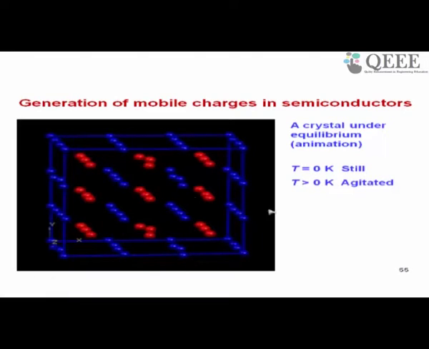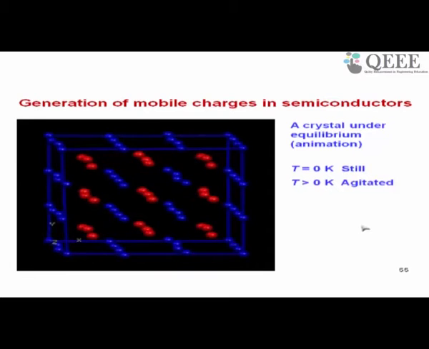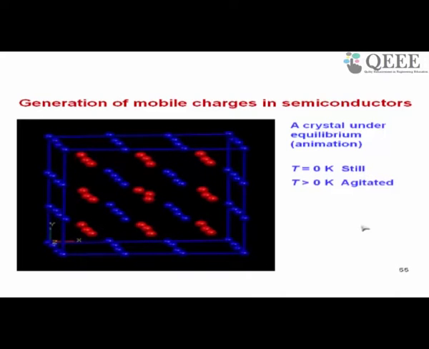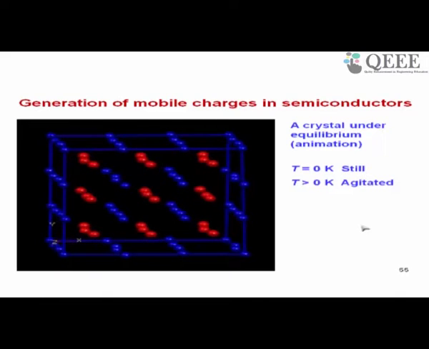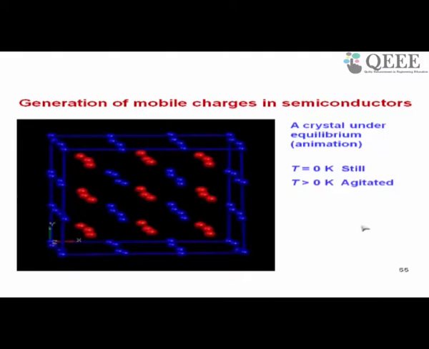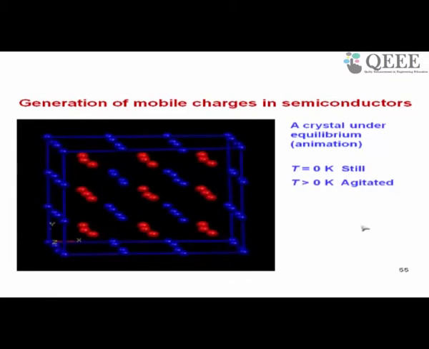Here is an animation. This is a three-dimensional picture. At T equal to 0K, it shows atoms in some crystal, right? At T equal to 0K, all the atoms are still. Now, at T greater than 0K, what happens? This is the picture, right? Each atom is vibrating about its position. You can see the atoms moving about their position. This is what happens if you raise the temperature. The extent of vibration will increase, right? The atoms will vibrate at much higher frequency and amplitude if you raise the temperature.